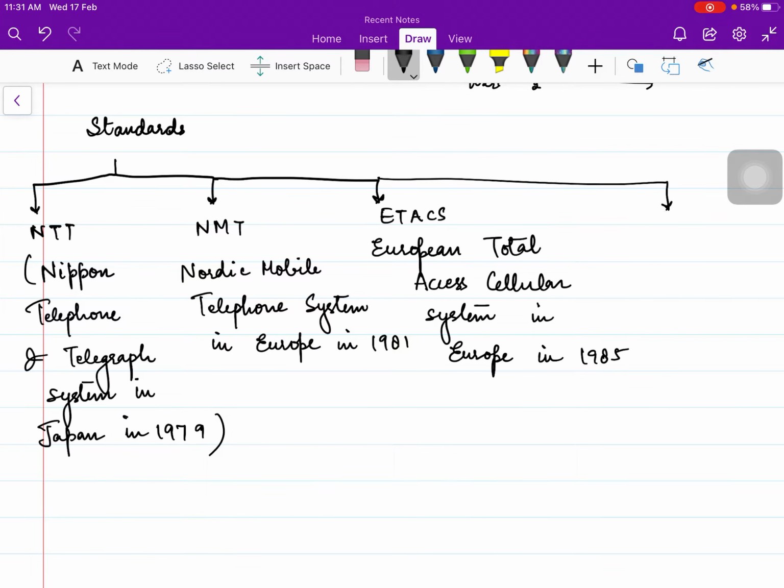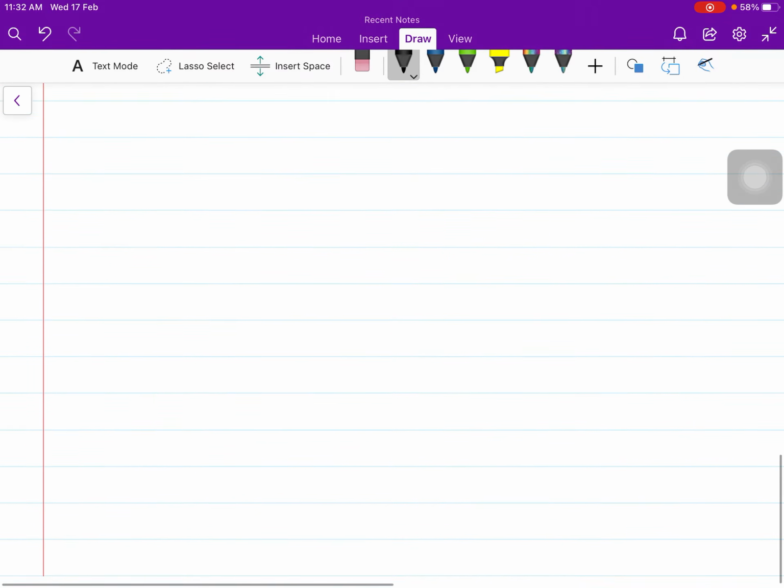And the last one is AMPS, that is Advanced Mobile Phone Services, and it came up in 1985 and it was used in major parts of the world. So these were the different standards of first generation. You can just name them. It's not necessary to cram them, but yes, you must know and recall the features and the drawbacks of first generation. Then came second generation.